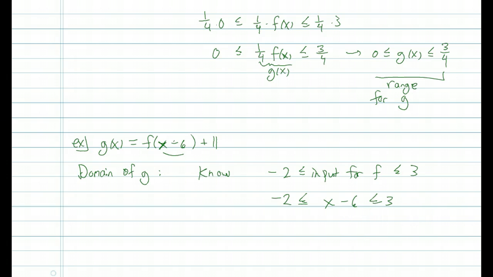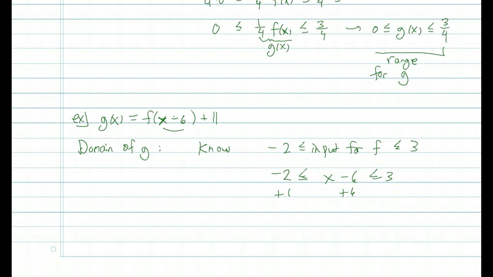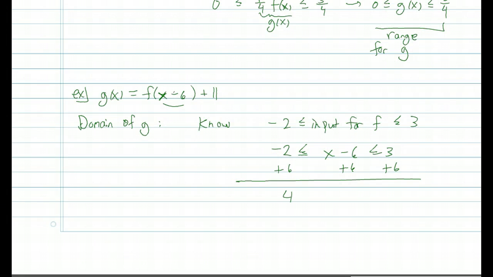Now what you want to do is solve that for x. You can do that by just adding 6 to the middle, left, and right, and that gives you the inequality that x has to lie between 4 and 9. Writing this inequality out is the key to understanding why it shifts right. You're adding 6 to solve for x. That's why the graph gets shifted to the right 6 units. Now the other part of this is going to be to do the range.